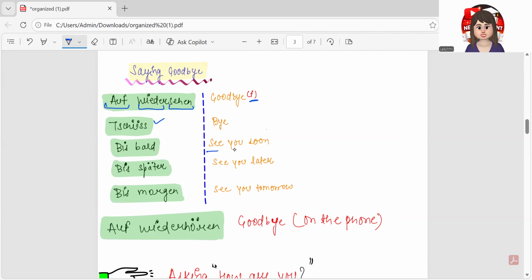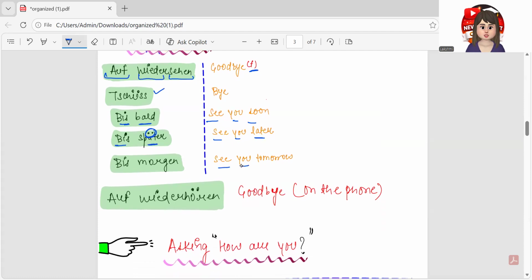If you want to say see you soon, then you will use bis bald. Bis bald. See you later: bis später. This is an umlaut; you will pronounce it später. How to say see you tomorrow? We will say bis morgen. Bis morgen, which is called tomorrow.